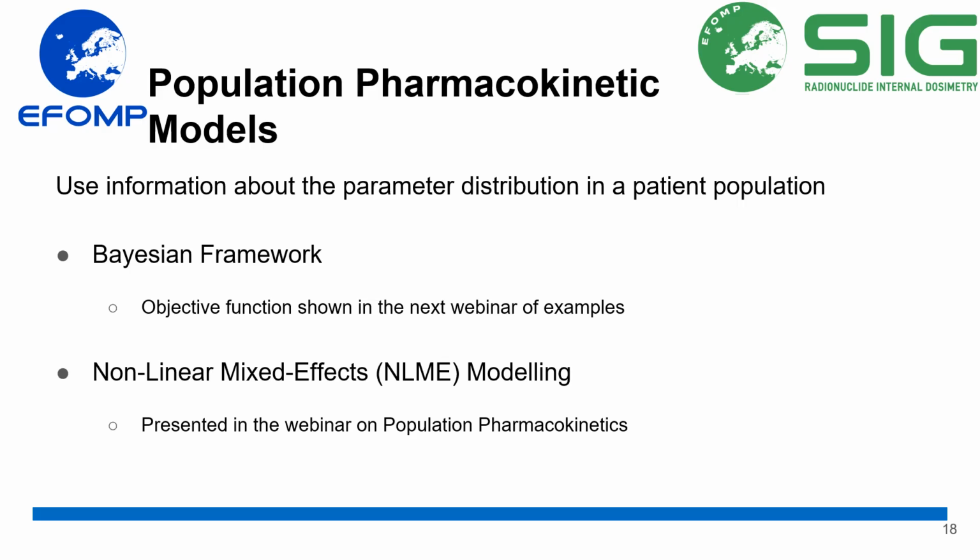Population pharmacokinetic models. So up to now I spoke about the usual models everyone knows, but you can also use population pharmacokinetic models. These models use information about the parameter distribution in the population, such as the mean and standard deviation of a parameter. This can be performed in the Bayesian framework. That means the knowledge is added to the objective function when fitting the individual data points of a patient. This will be shown in the next webinar in the examples. Another method to use this information is nonlinear mixed effects modeling. Examples are presented in the webinar on population pharmacokinetics.